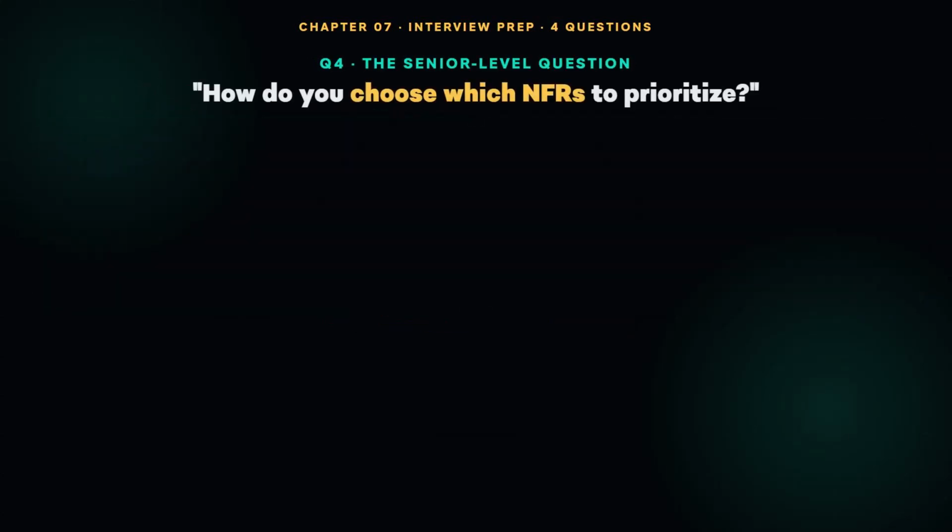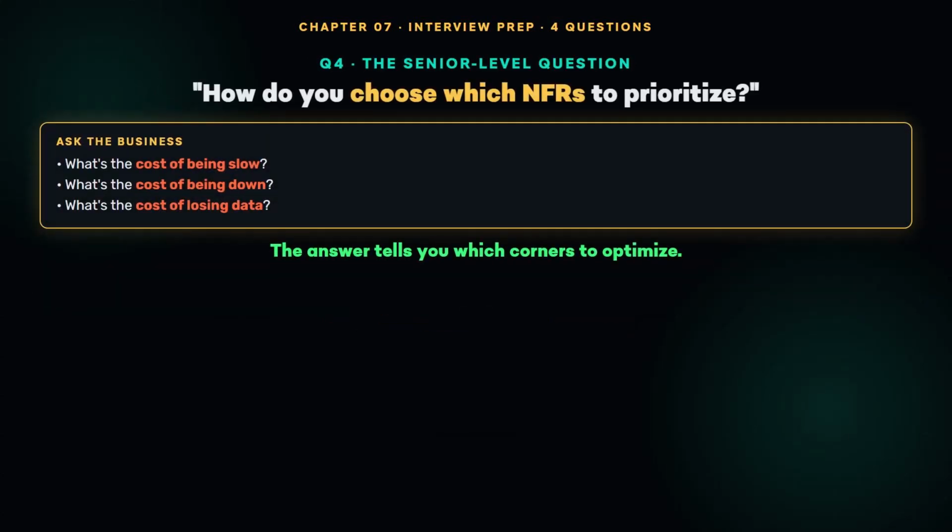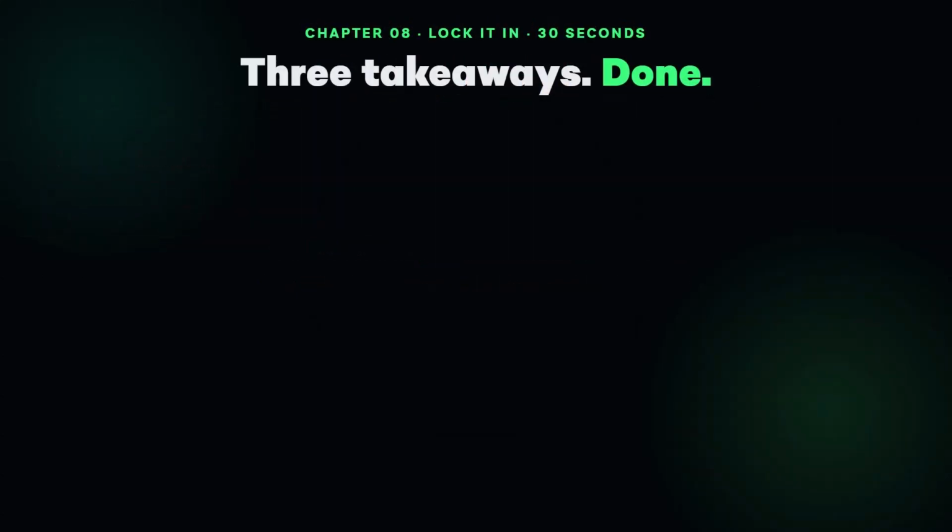Question 4 is, how do you choose which non-functional requirements to prioritize? You can't prioritize all 6. Ask the business, what's the cost of being slow? What's the cost of being down? What's the cost of losing data? The answers tell you which corner to optimize for. That's the conversation you should be having with the product team before writing any code. That last one alone will make you sound like a senior engineer. Trust me. Before you go, take 30 seconds to log this into your mind.